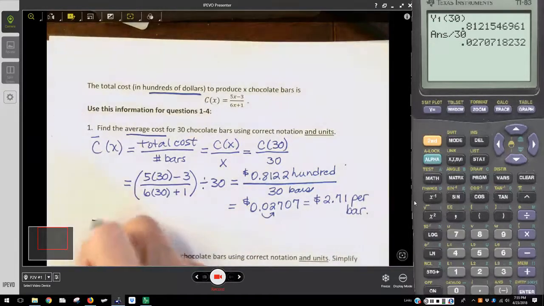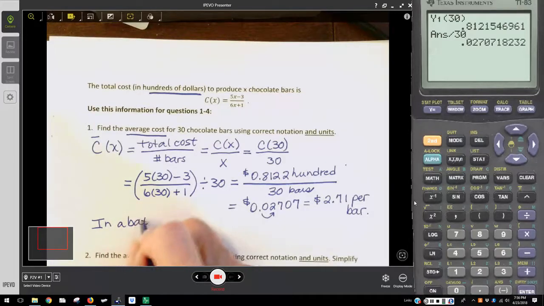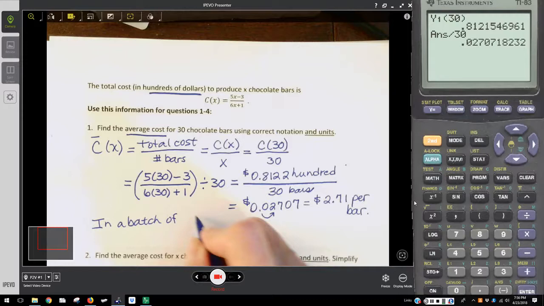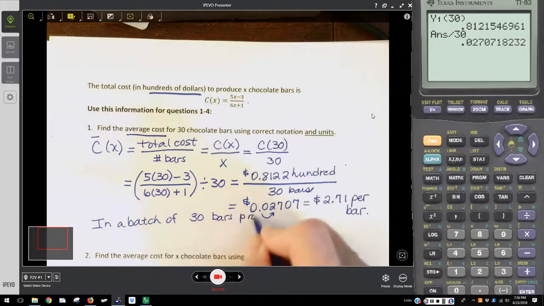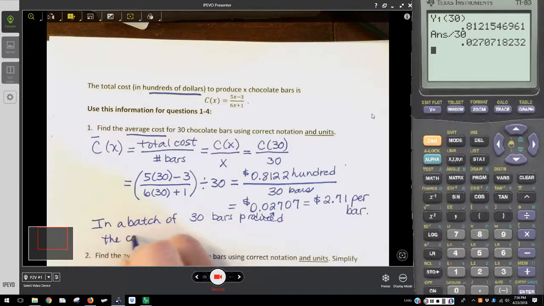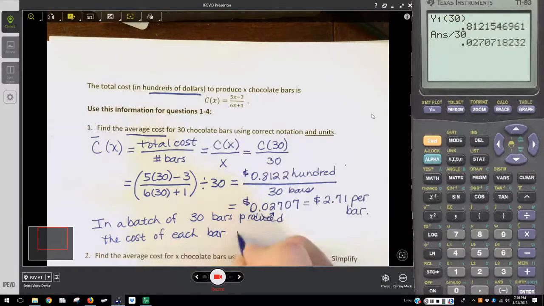So basically, in a batch of 30 bars produced, the cost of each bar is $2.71. That's the idea of what average cost is.